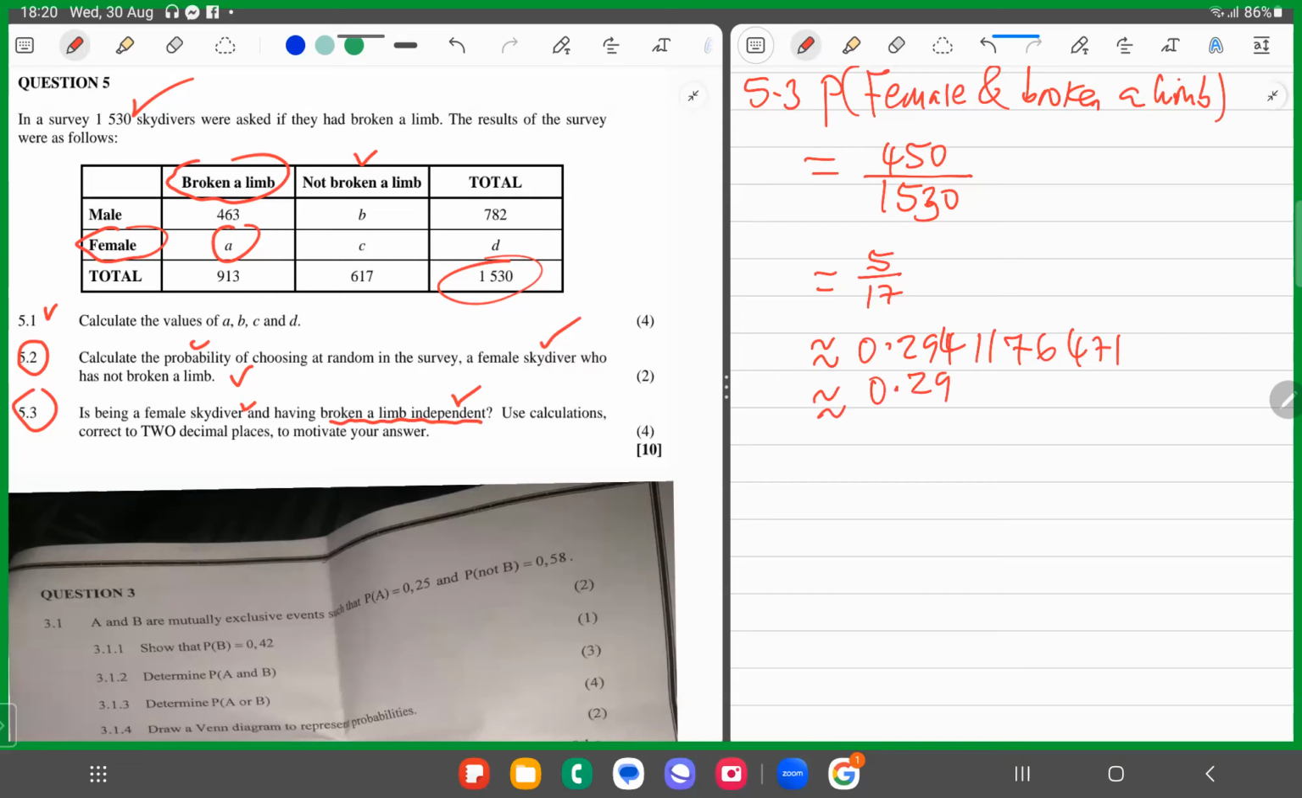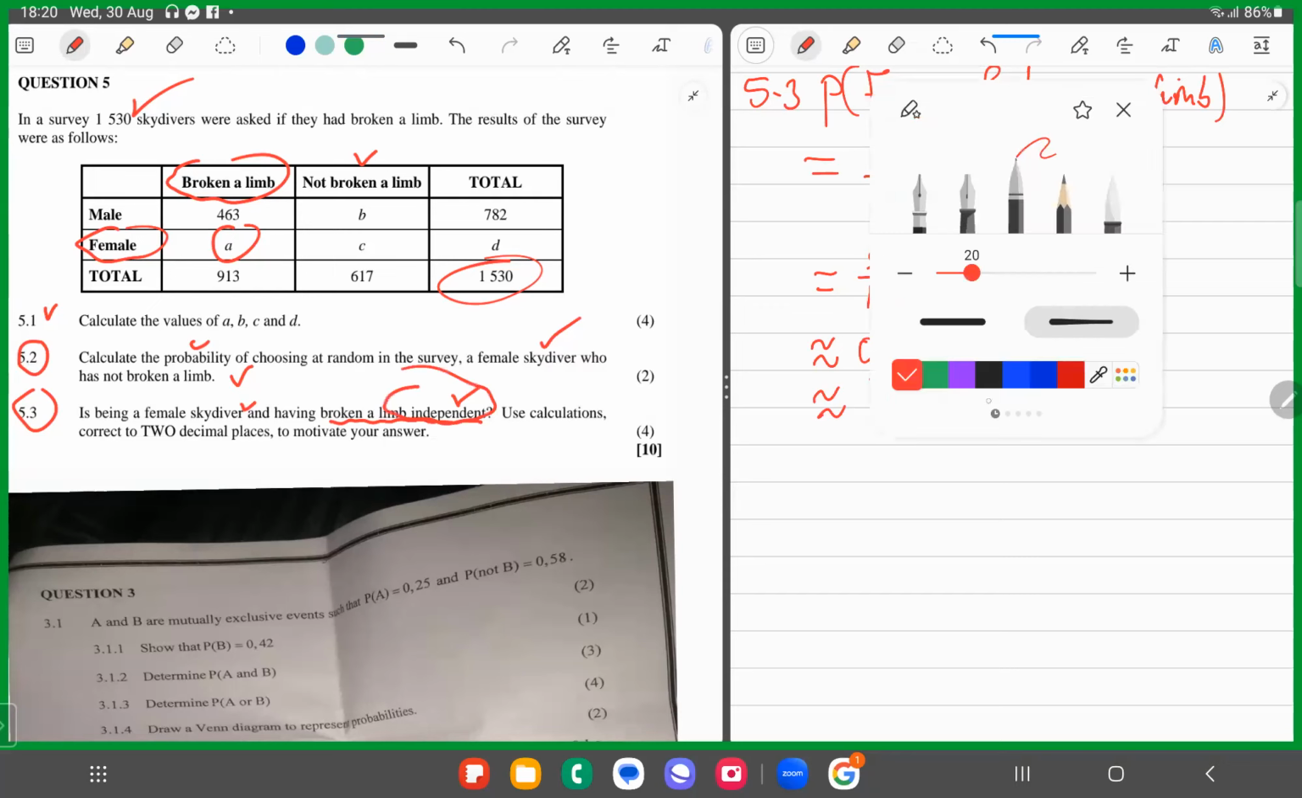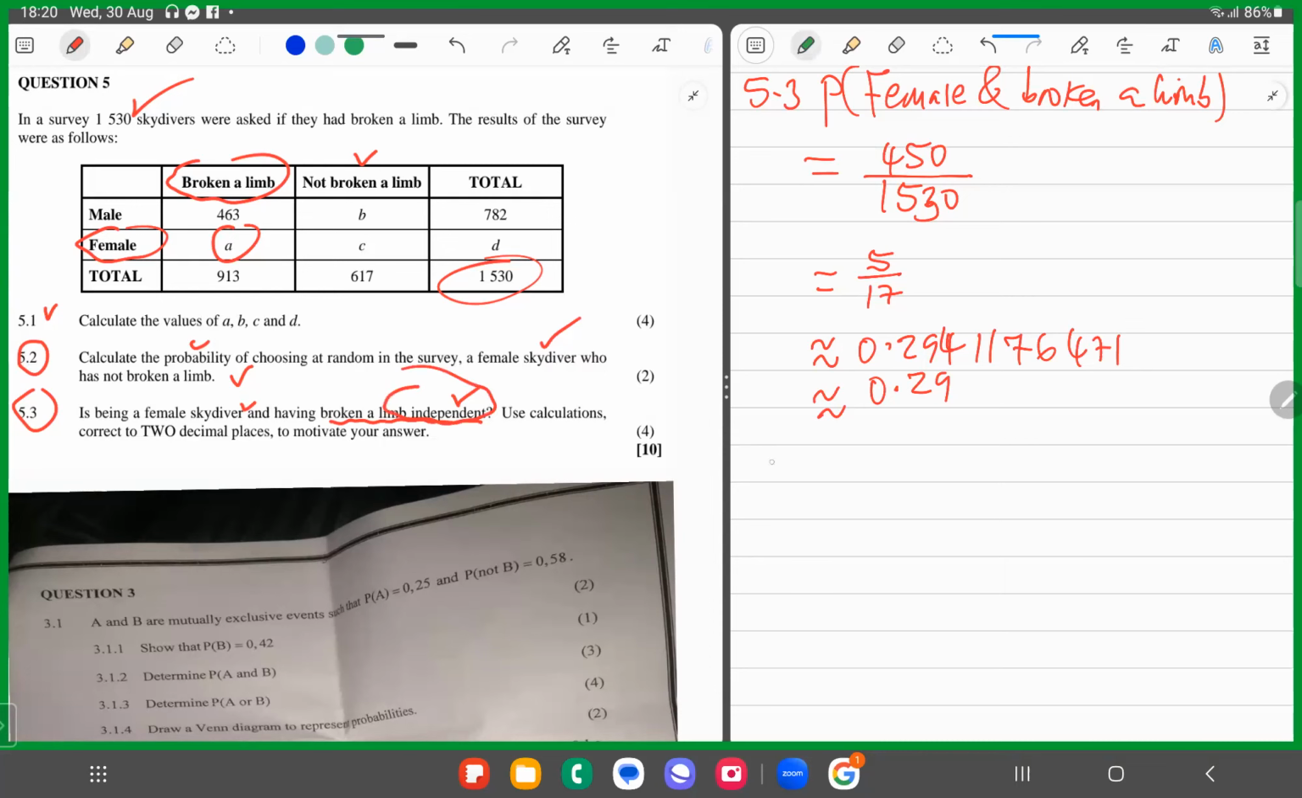Okay, these are the questions you sent to me. So obviously I was looking at what in 5.3 they asked us for. Are they independent or not? So we investigate. Next, we're going to look at the probability of female multiplied by the probability of a broken limb.